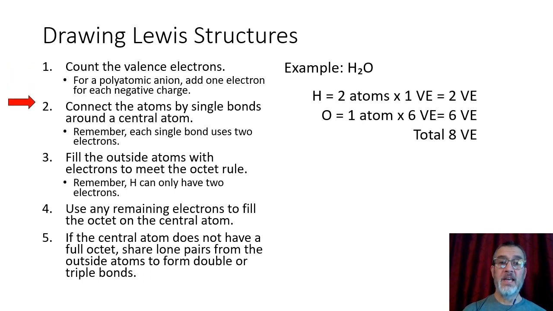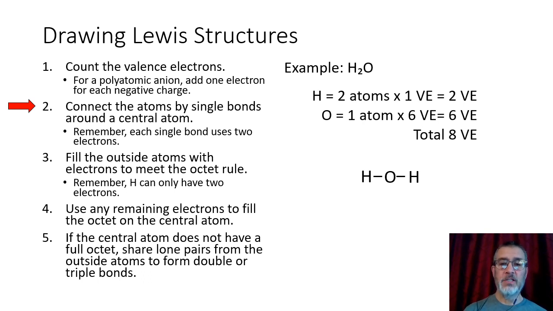So if we move on to the next step, we want to connect the atoms by single bonds around a central atom. Well, let's place oxygen in the center and then put the hydrogens around the outside. Very often, if you have one of one atom and then multiples of the other, you're going to want that single atom in the center. That's not a hard and fast rule, but it is a general idea.